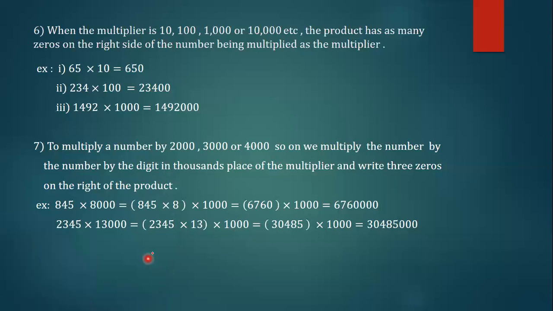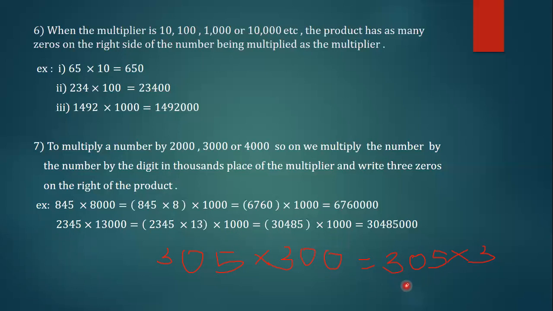So for example, I'll write here 305, with the laser pen. I'll multiply with 300. Only I have to multiply 305 into 3, then you have to keep these 2 zeros.